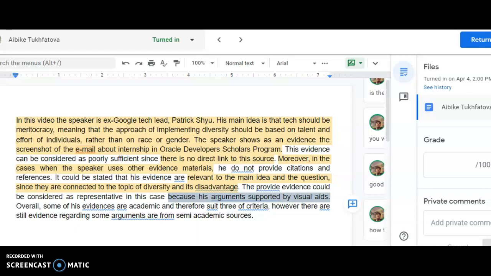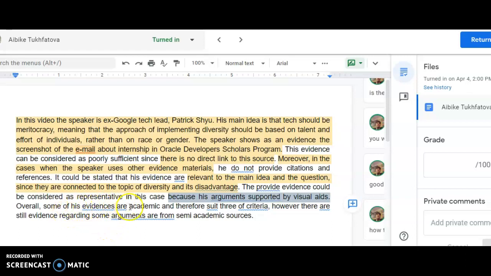Are all job advertisements similar to that Oracle Scholars program? Do all of them specifically invite certain limited racial groups? He has not proven that because he's just given one email. It's not necessarily representative of all internships in all of the US. So that would be the discussion of representativeness. Okay.